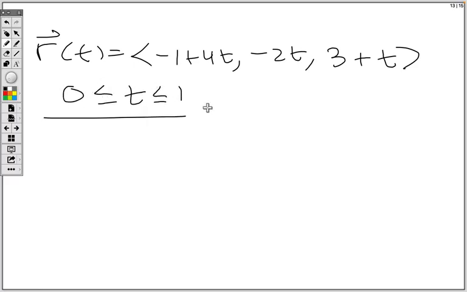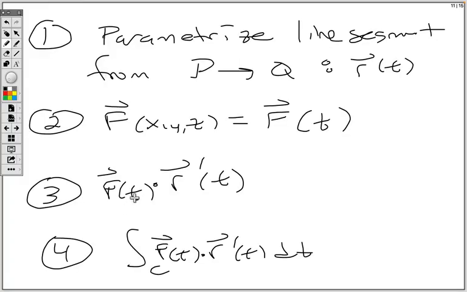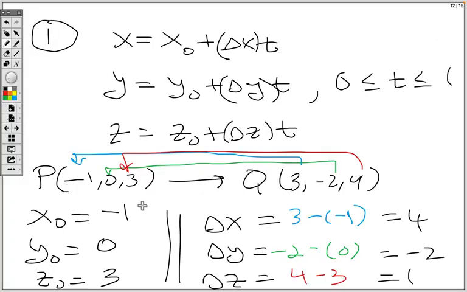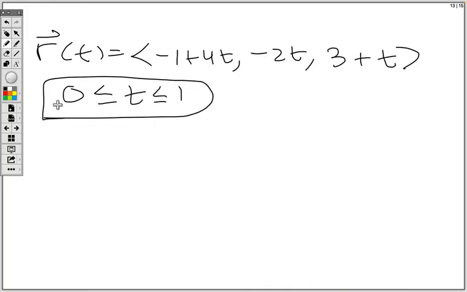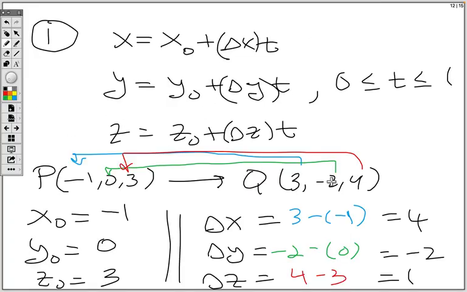And we could check this, right? If we plug in t equals 0, all of these things drop out, and we're left with negative 1, 0, 3, which is our original point P. And if I plug in t equals 1, I've gone 1 unit of delta x, delta y, delta z. I plug in t equals 1, negative 1 plus 4 gets me to 3. We get to negative 2, we get to 4, which is exactly what we have here.